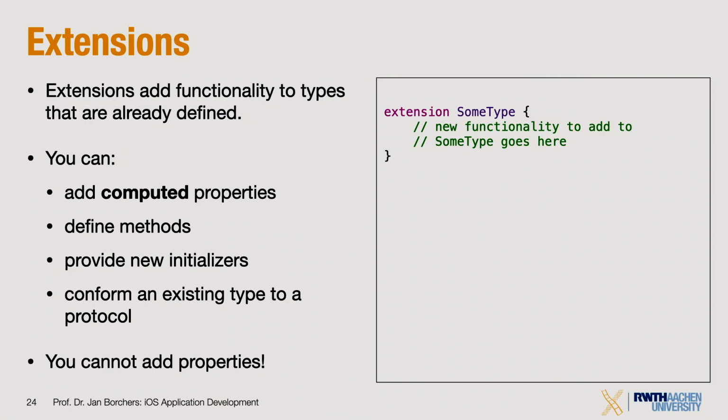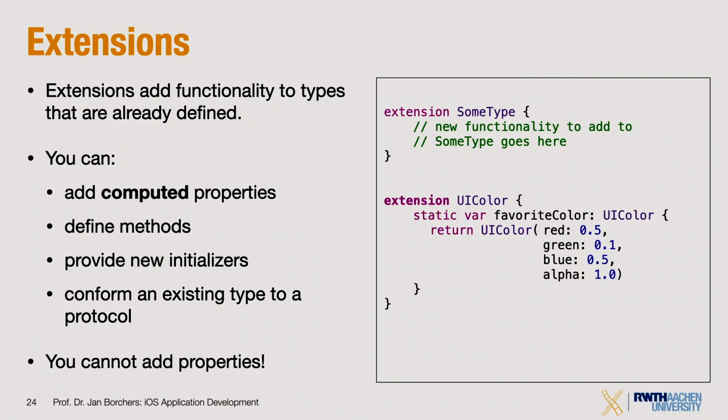So this is a very powerful language feature because you don't have to go in. Here's an example of this. Extensions are written with the keyword extension, and then you have some existing type that you want to extend, and then you just say what needs to get added. So here, we're extending the existing class UIColor with a new computed property that is basically just the favorite color, right? That goes in.